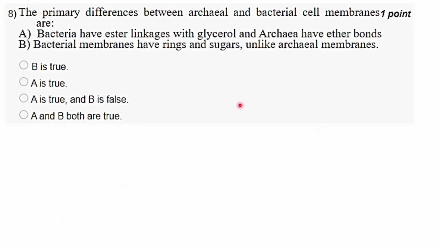The primary differences between archaeal and bacterial cell membranes are: bacteria have ester linkages with glycerol and archaea have ether bonds.